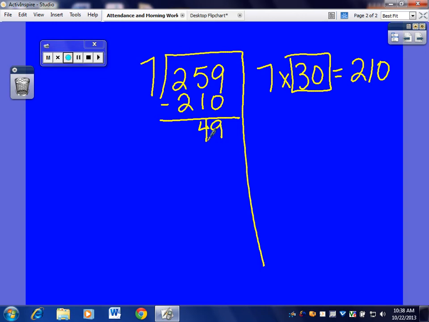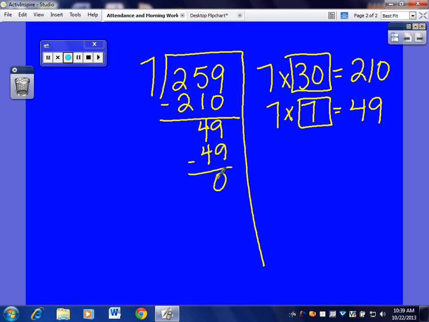Good. What's my next step when I get to this point? You need to multiply 7 times something that is close to 49. Good. Can we divide 49? So we're writing that over here. 7 times 7. And what is 7 times 7? 49. So it works out perfectly. What do I do with this 49? We subtract it from the other 49, right? And we get a 0, so we know that our dividing is over.